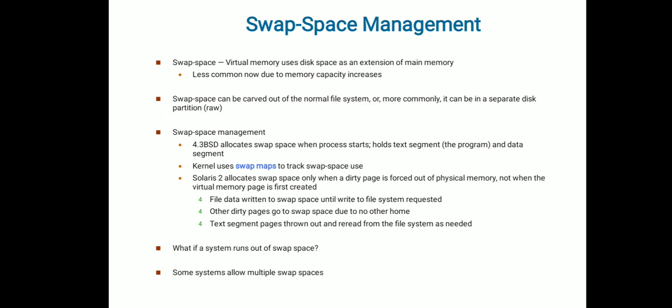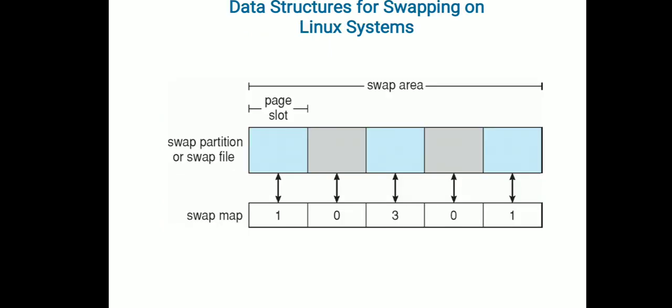Let's see in pictorial format. This is the data structure for swapping on Linux systems. You could see that the swap area is there, which means that some virtual memory has been created in the disk to make the processor assume it as physical memory, which means the main memory. Totally you could see 5 blocks have been allocated. Whenever a page doesn't find space in main memory and enters the swap area, it will be allocated here, like 1 in the first slot, 0 in the second slot, 3 in the third slot, 0 in the fourth slot, and 1 in the fifth slot.